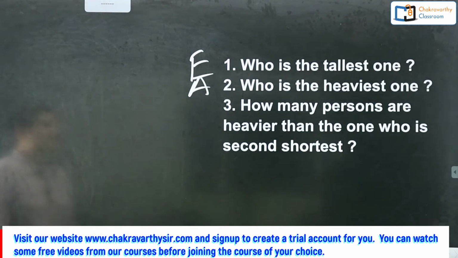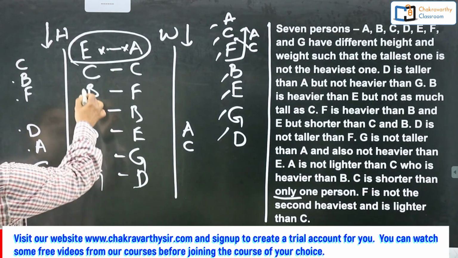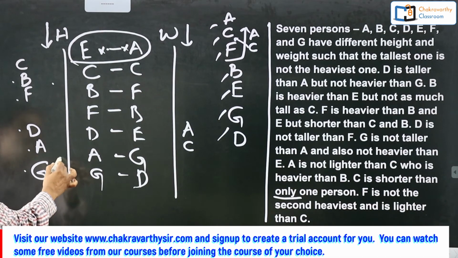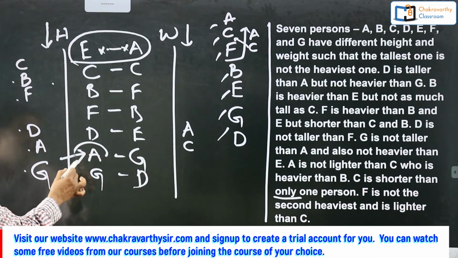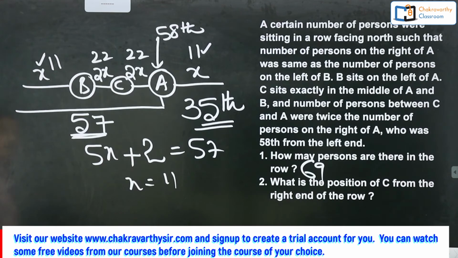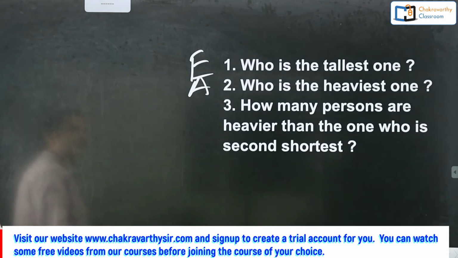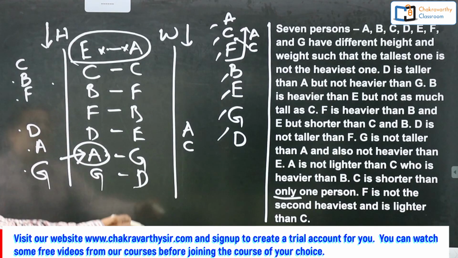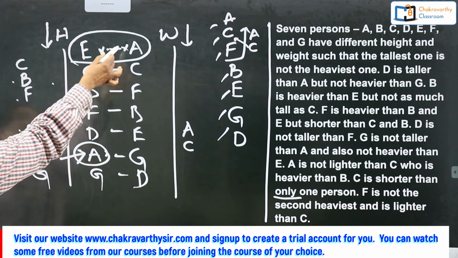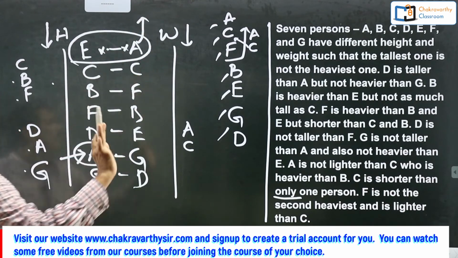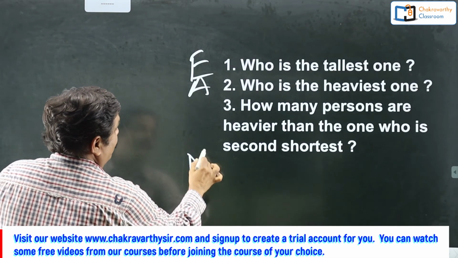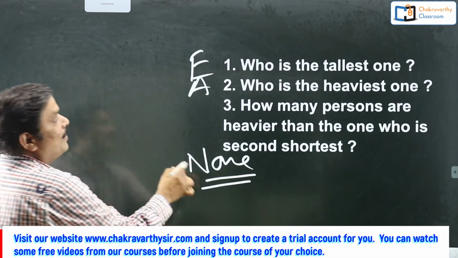This is over. Next, how many persons are heavier than the one who is second shortest? Who is the second shortest person? Second shortest. This one, not tallest. Second shortest is this person. Okay. Now what's the question here? How many persons are heavier than the one who is second shortest? Second shortest is A. Now, how many persons are heavier than him? No person is there. Your answer is none for that one. Answer is none is the right answer.